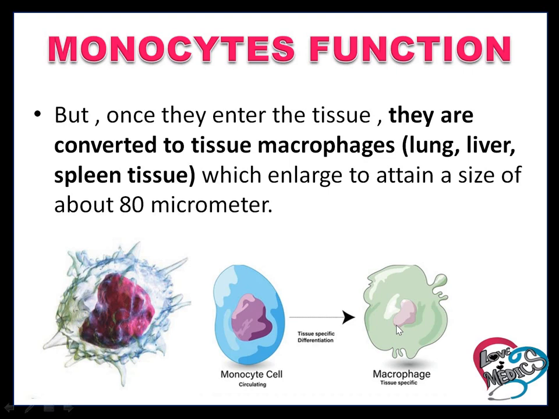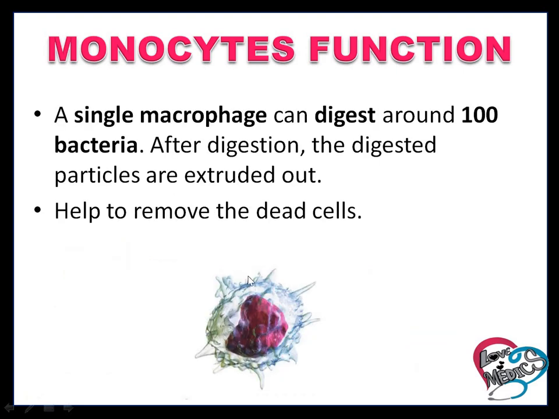They are present in lung, liver and spleen, where they enlarge to attain a size of about 80 micrometer. A single macrophage can digest around 100 bacteria. After the digestion, the digested particles are extruded out. They also help to remove the dead cells.